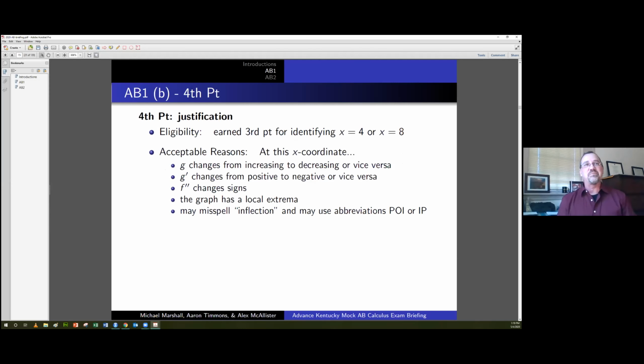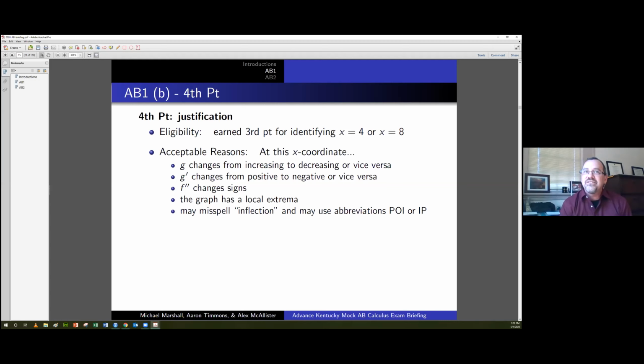So what would be acceptable reasons? At this x coordinate, whichever one of them they picked, we might see them talk about things like g changing from increasing to decreasing or vice versa, g prime changing from positive to negative or vice versa, f double prime changing signs. Remember, in this context, g and f prime are synonyms. They might also talk about the graph having a local extremum. That would be another acceptable reason.